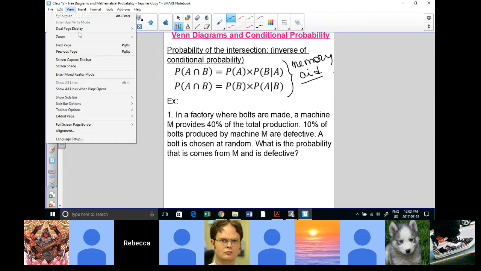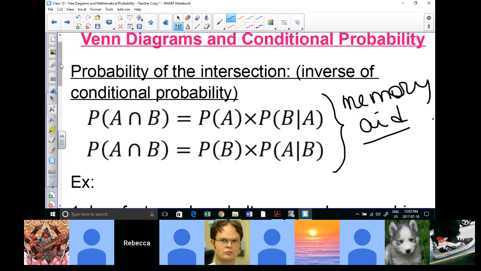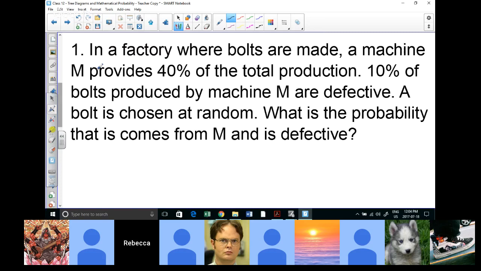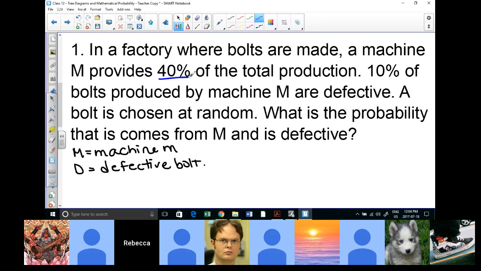So let's just take a look at this problem. The difficult part of this is identifying what you have. In a factory where bolts are made, a machine M provides 40% of the total production. So we'll say M is machine M, and 10% of the bolts produced by machine M are defective. So we'll call D a defective bolt. Okay. So from this, we know that 40% is machine M. So M is 40%, which is just 0.4.